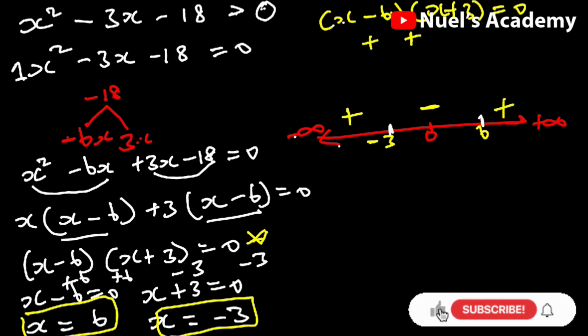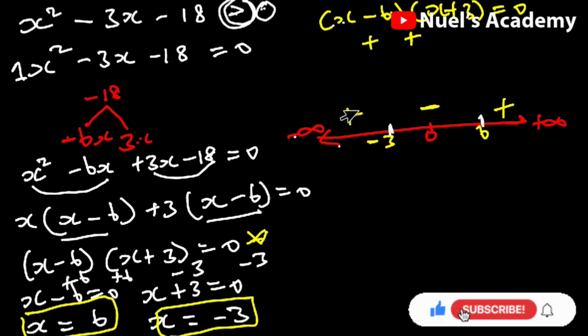So as you can see, we have 2 positive regions here and then 1 negative region. Now coming to the main inequality, we have that x squared minus 3x minus 18 is greater than 0. So our answer here should be greater than 0. Take note of this sign, it should be greater than 0.